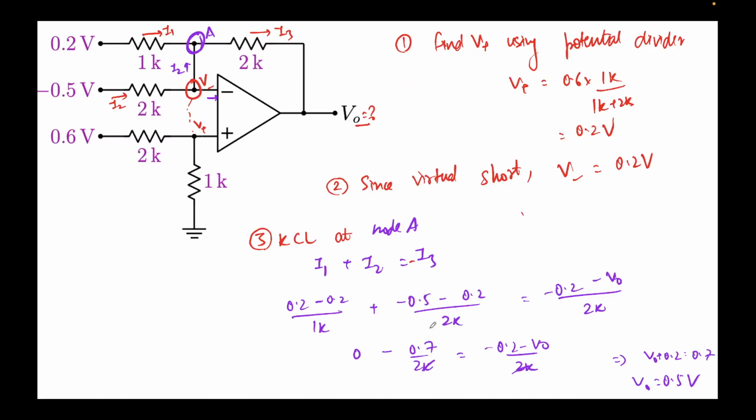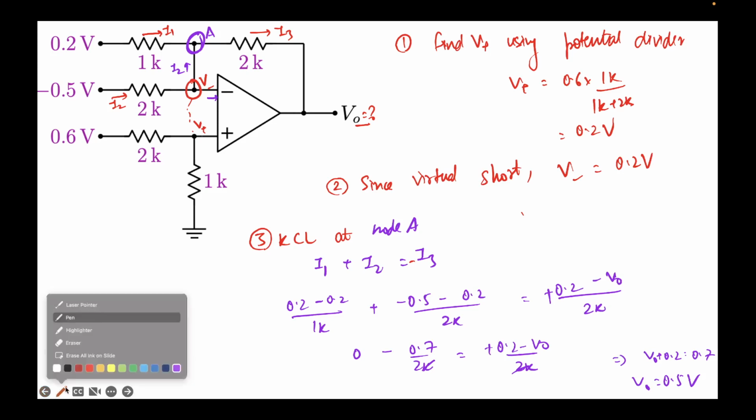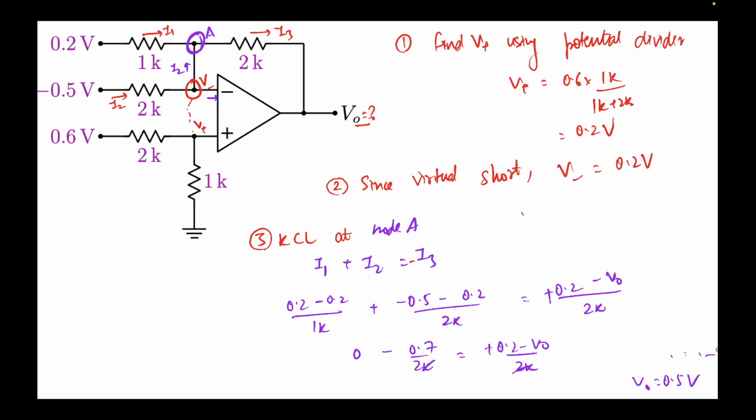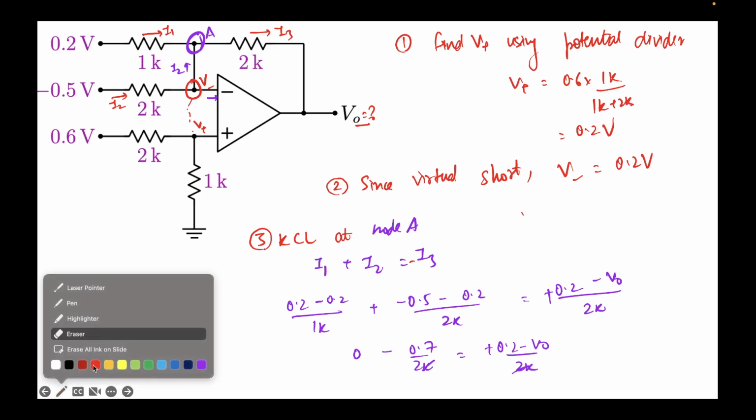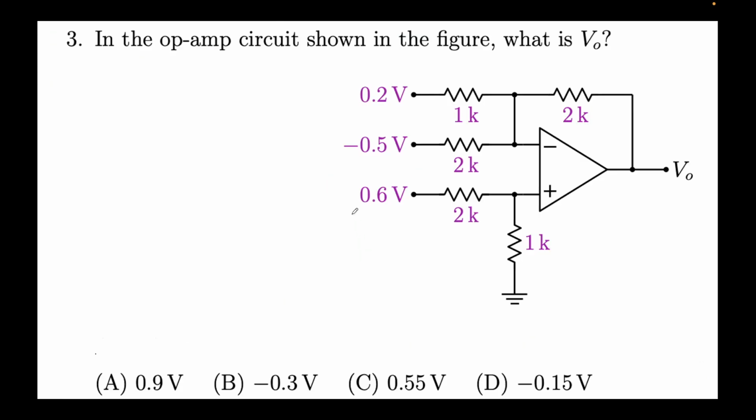Sorry, did I make a mistake? Just a second. Sorry, this is plus 0.2, not minus 0.2. So let's do this again. I'll write it on the next slide. So I am getting minus 0.7 equal to 0.2 minus V naught. This will give me V naught equal to 0.2 plus 0.7, which comes out to be 0.9 volts, which happens to be option A.